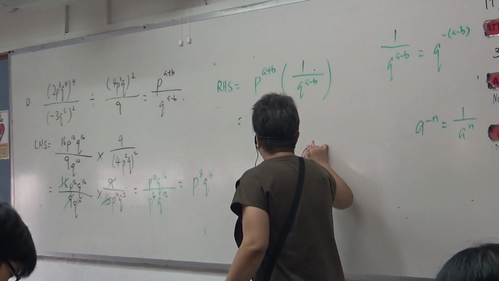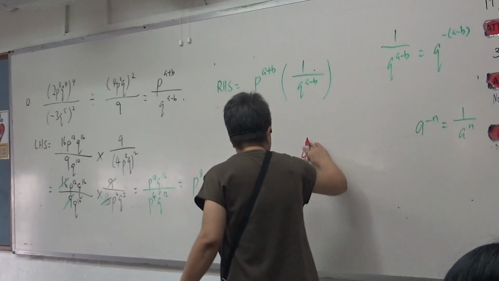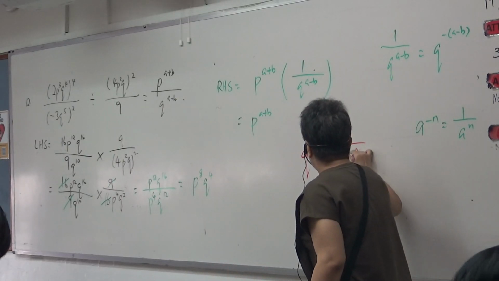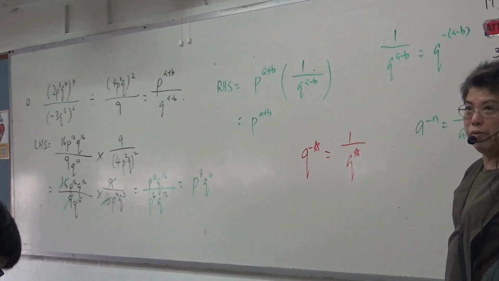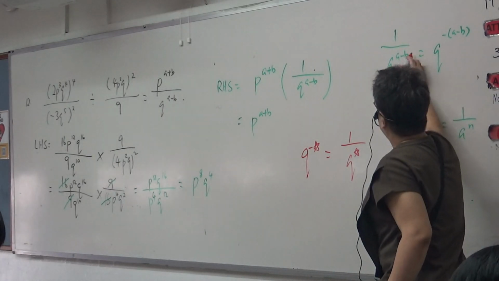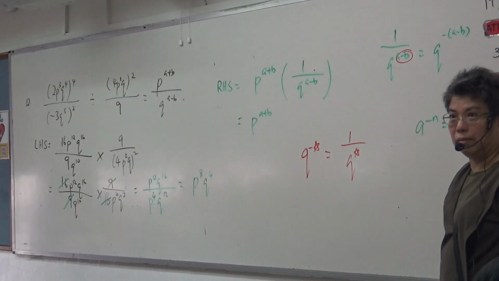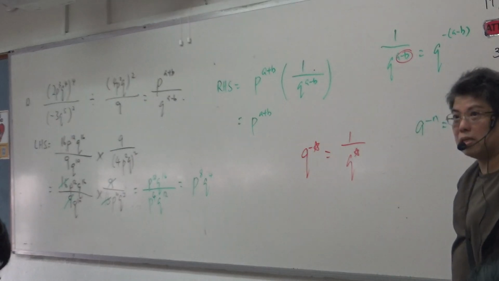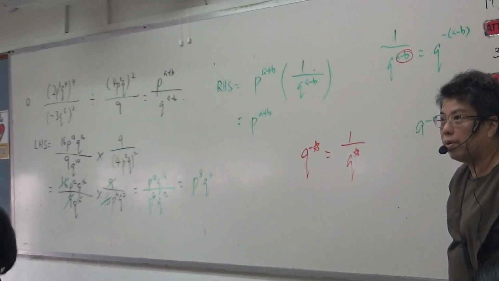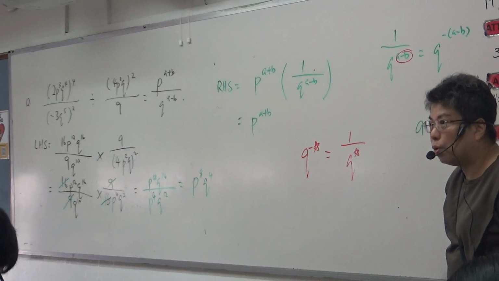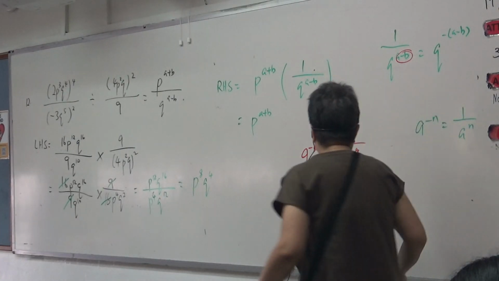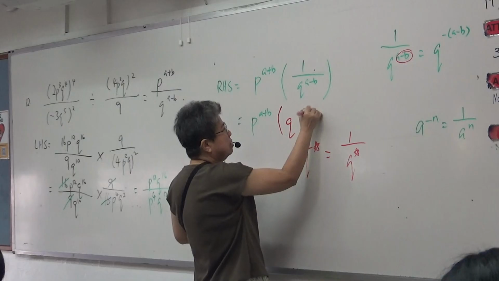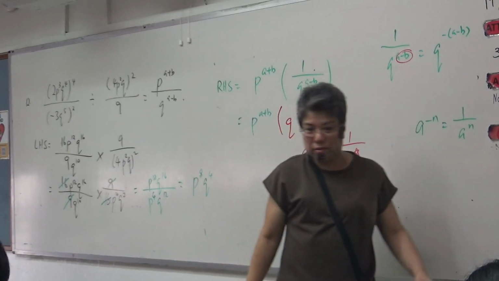Okay, now I repeat. If I have Q minus star, what will happen? 1 over Q star. Repeat. Can you see 1 over Q star is Q minus star? The star is A minus B. Can you see what I'm talking about here? Yes or no? Okay, so that means this one will become Q minus A minus B, right? Am I right to say that? Yeah.